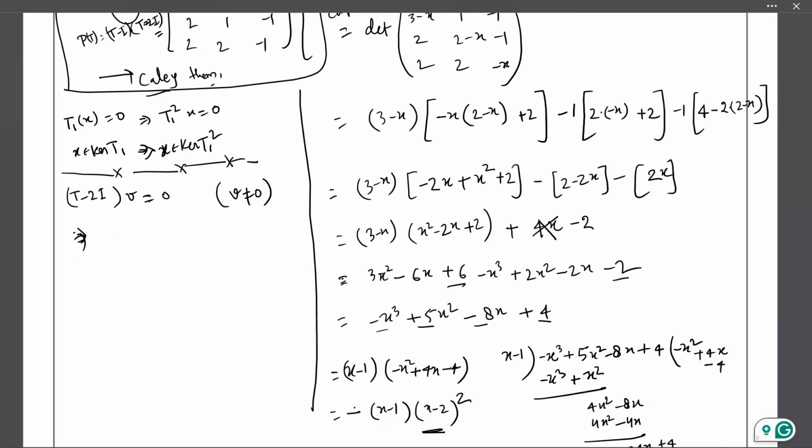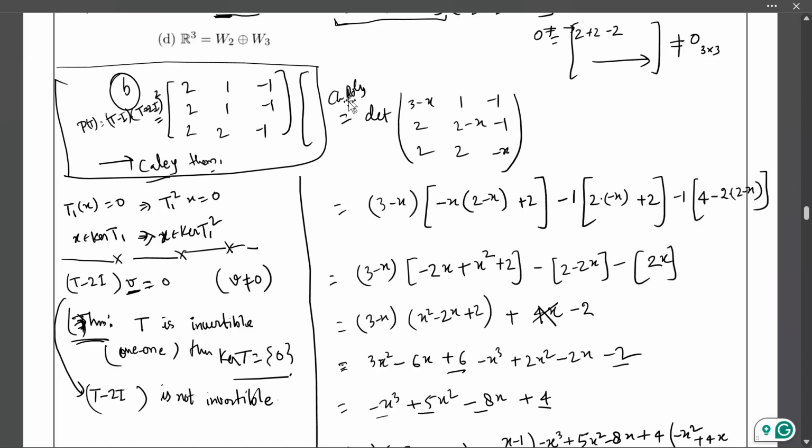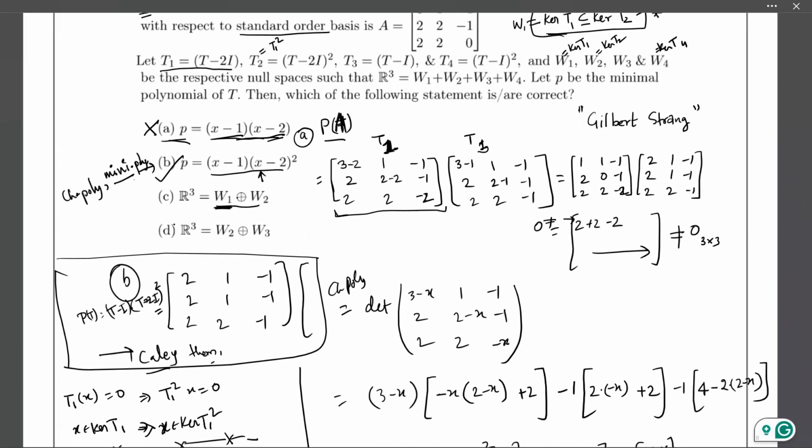You know one theorem which I mentioned many times, and it was also discussed inside class: T is invertible only when the kernel of T is just the trivial element. Nothing else comes inside the kernel. But here we have a non-zero v in the kernel. So applying this theorem, T minus 2I is not invertible. So there is something inside the kernel. This direct sum is not defined because W1 is contained in W2 and W1 is non-zero, so non-zero elements come inside the intersection.